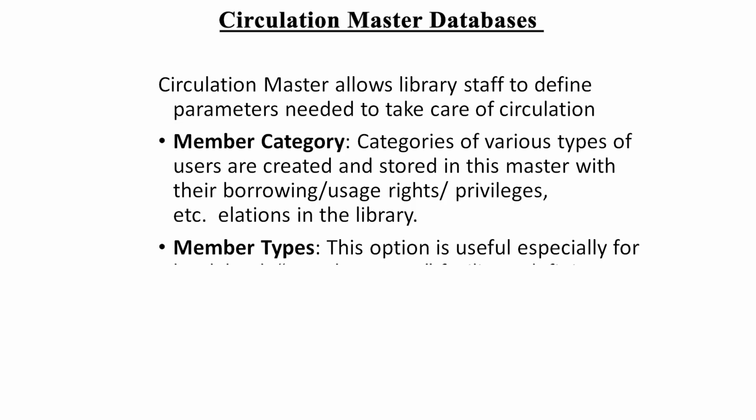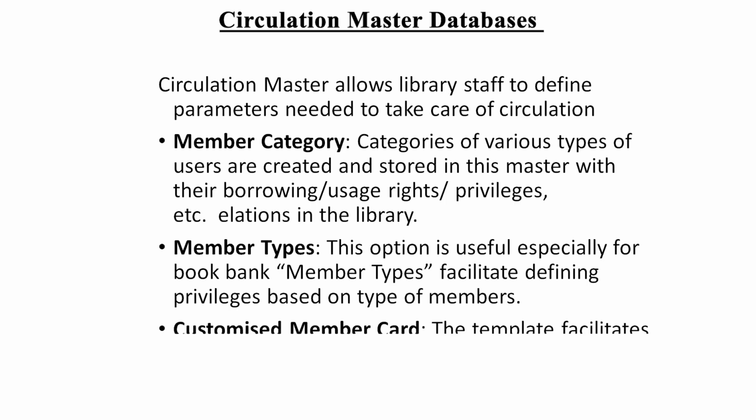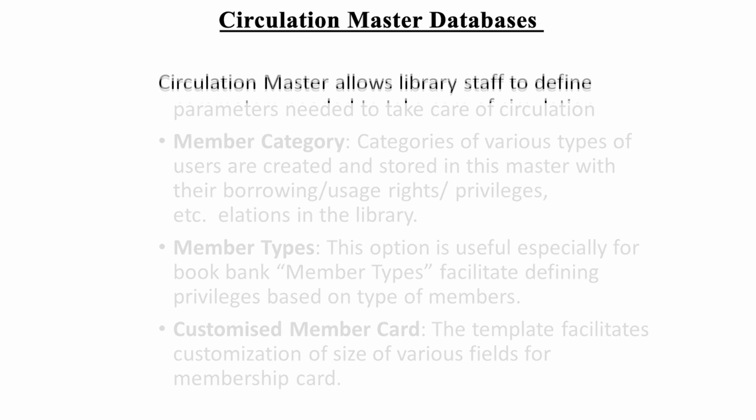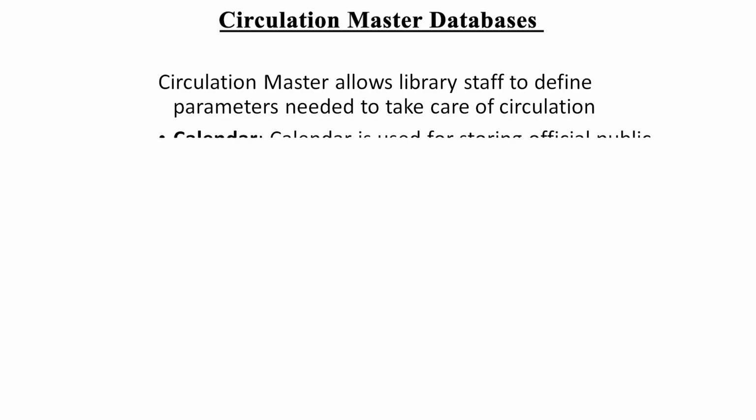So, inventory types. This option is useful especially for book bank. Member types. What kinds of member types are there? This facilitates defining the privileges based on the type of materials. So, the customized member card template should facilitate the customization of the size of the various fields of the membership card. Then the circulation master database should also allow library staff to define parameters needed to take care of circulation.